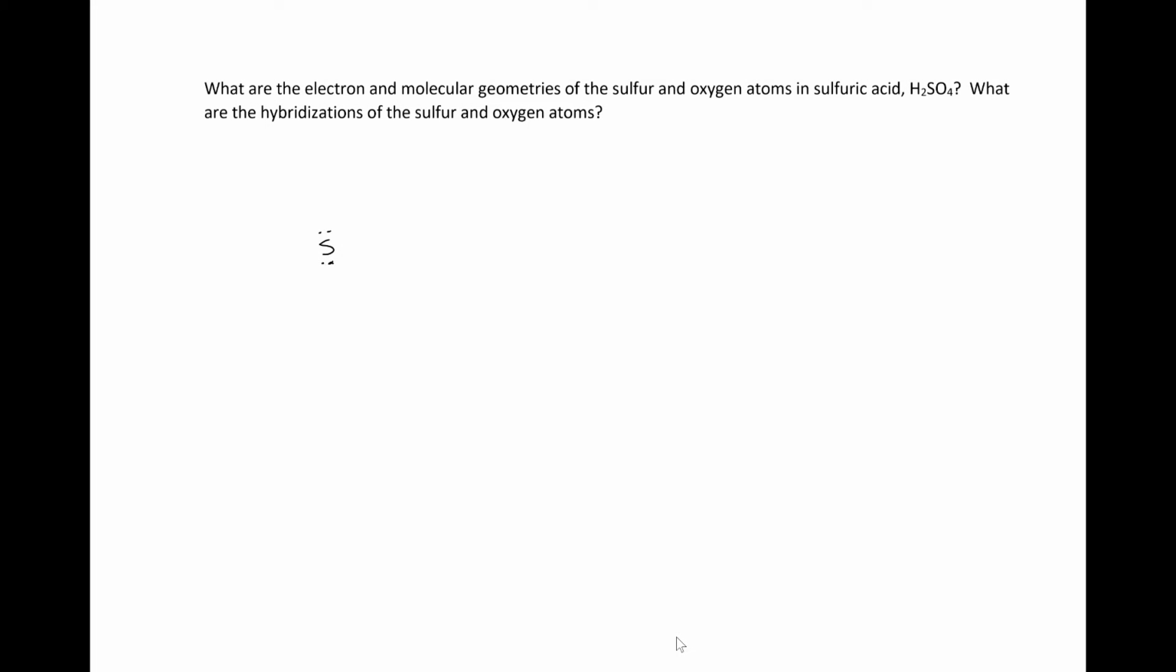The sulfur atom is drawn, and its 6 valence electrons are placed in 4 even regions around the atom. The oxygen atoms are drawn around the sulfur atom, and each oxygen atom's 6 valence electrons are placed in 4 even regions around each atom.